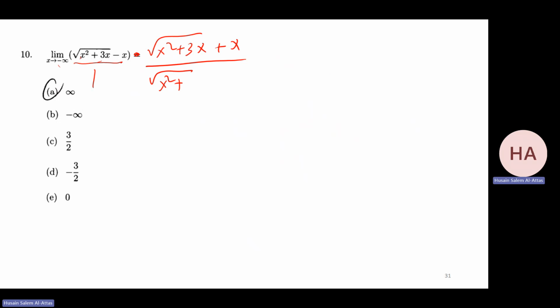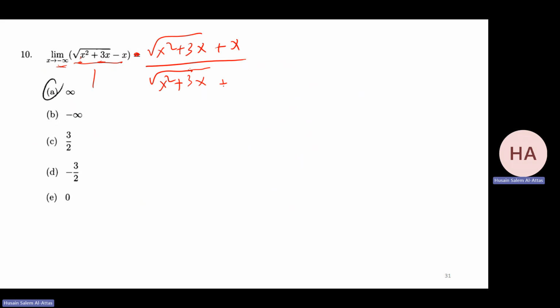My answer is infinity. Okay. This goes to minus infinity. I have infinity minus infinity. But if I take x common factor, it will be minus x, 1 plus 3 over x. Okay, let me continue. See what will happen.